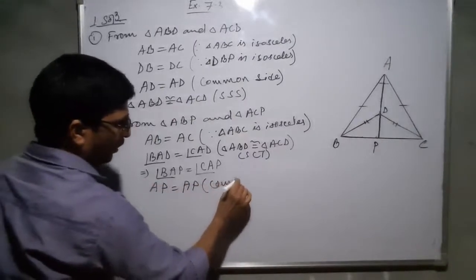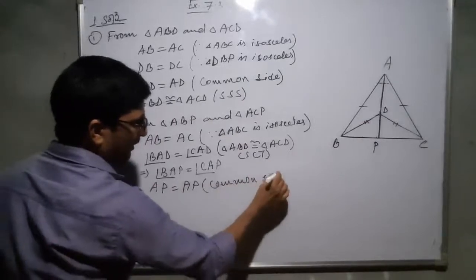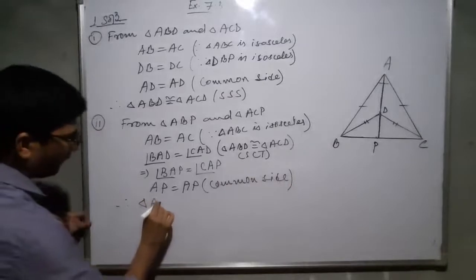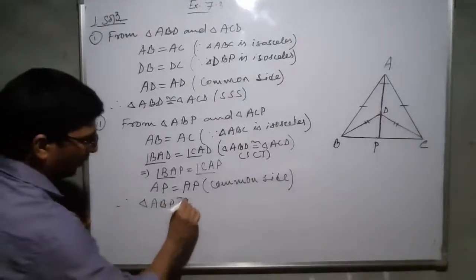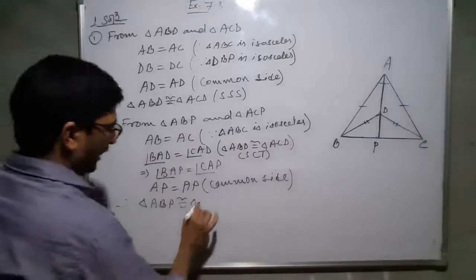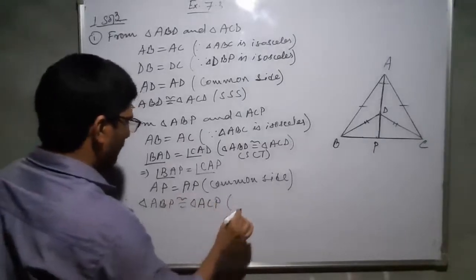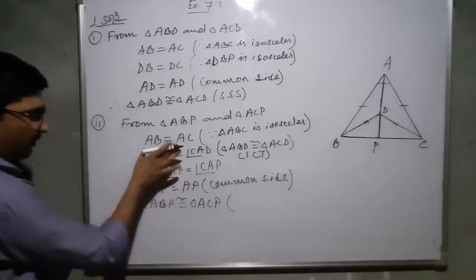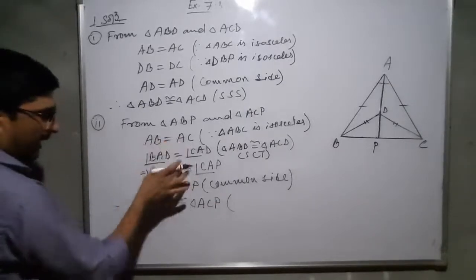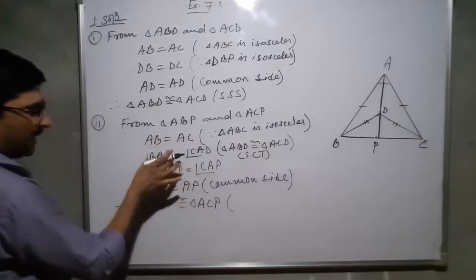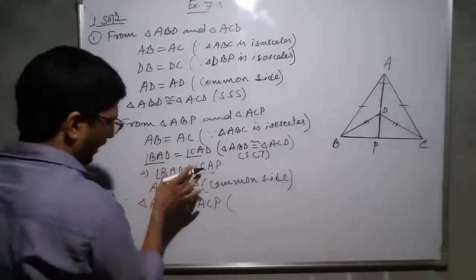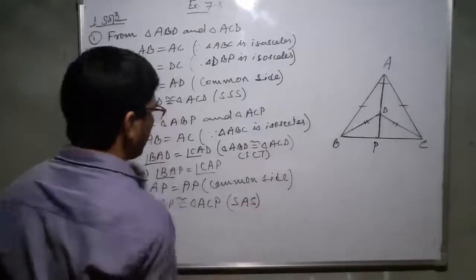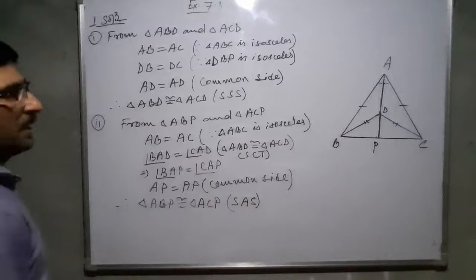Okay, common side. Therefore triangle ABP is congruent to triangle ACP. This one according to side angle side, and this angle is included angle. You check these two angles are included angles. So this is side angle side. The second one is also proved. Now the third one.